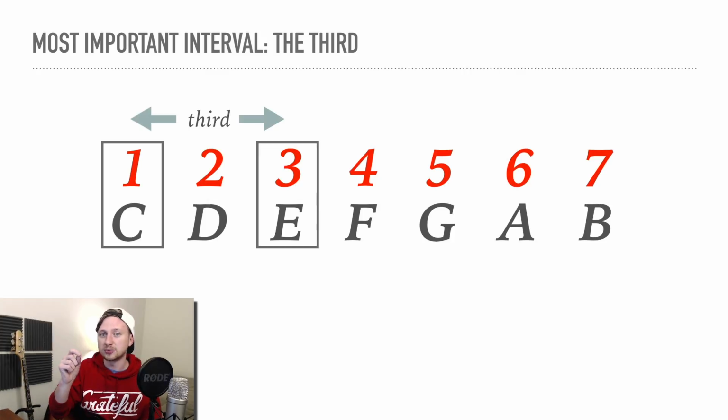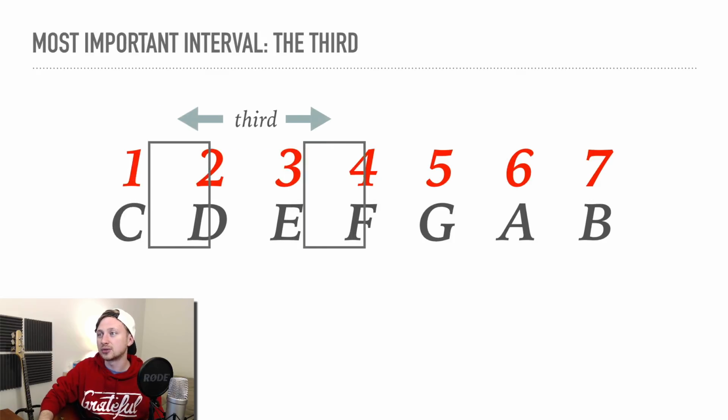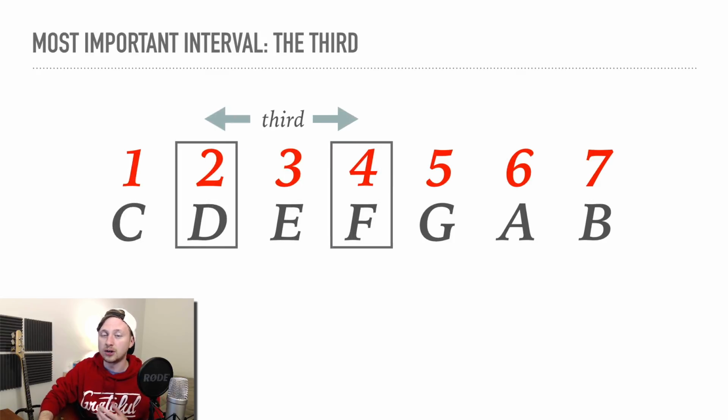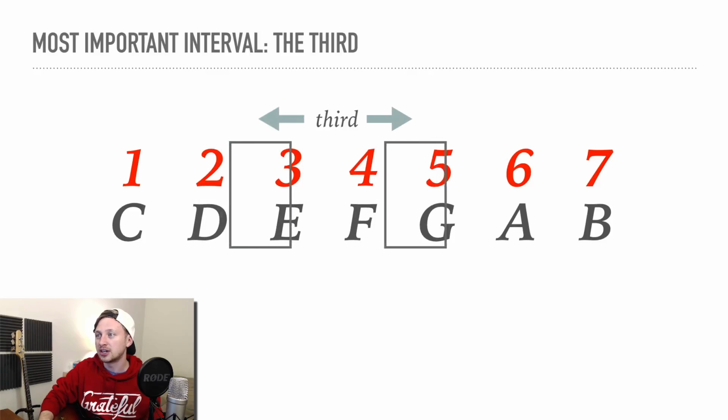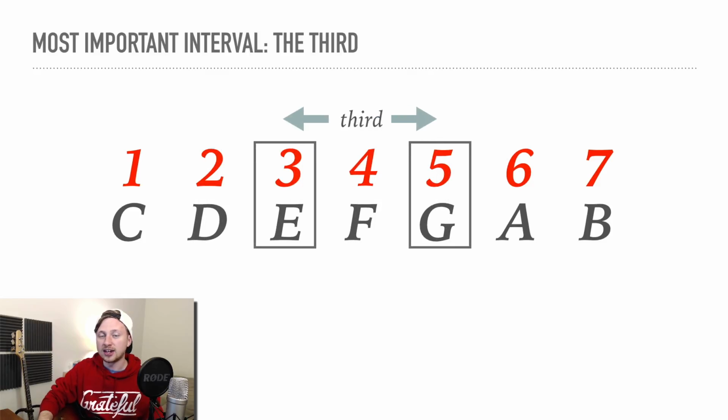Okay, so the most important interval there is a third. In this case, it's from scale degree 1 to scale degree 3. That's a third, that distance. Now, this isn't 3 half steps. This isn't 3 whole steps. This is from scale degree 1 to scale degree 3. So this distance is movable, okay, across the whole scale. So from scale degree 2 to scale degree 4, that's also a third. From scale degree 3 to scale degree 5, again, this is a third.